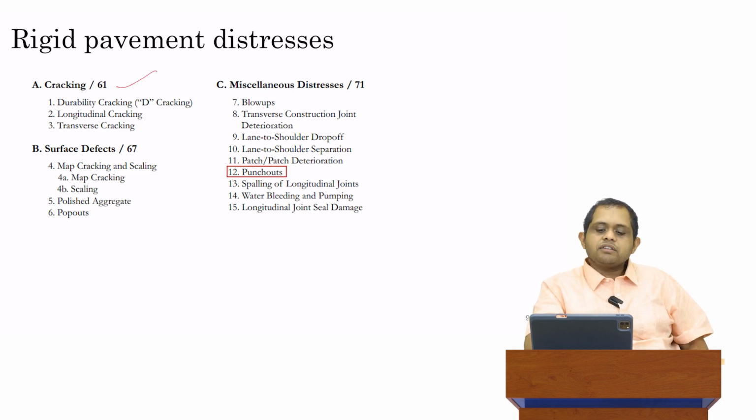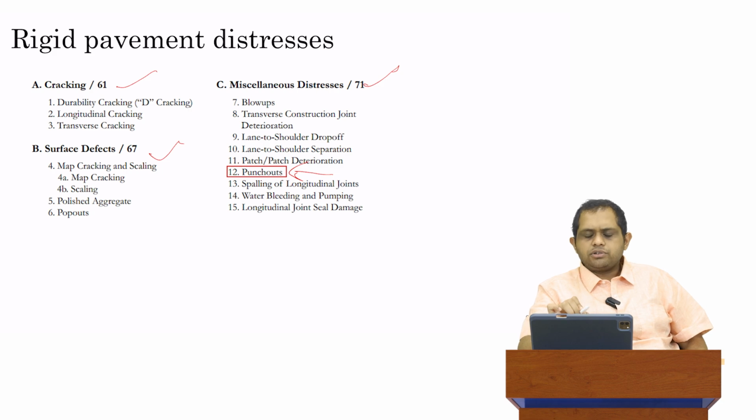Now, for CRCP, as I mentioned, for CRCP also there is a section in the manual. Again, they've got cracking, surface defects, and miscellaneous. Many of these are fairly similar to JPCP. So I'm not going to repeat them, but there is one particular one under miscellaneous, which is called punch-outs, which is somewhat more unique to CRCP. So that's why I'll talk about it separately.